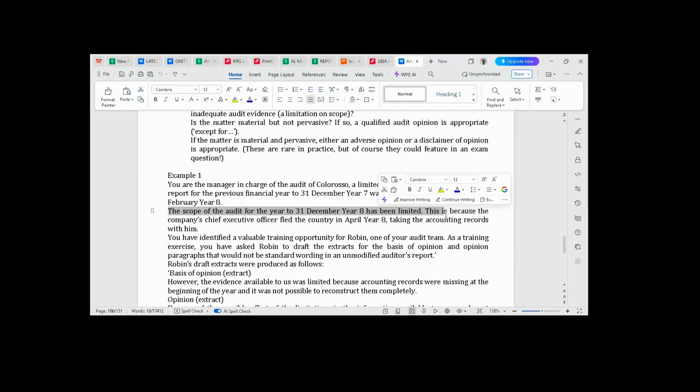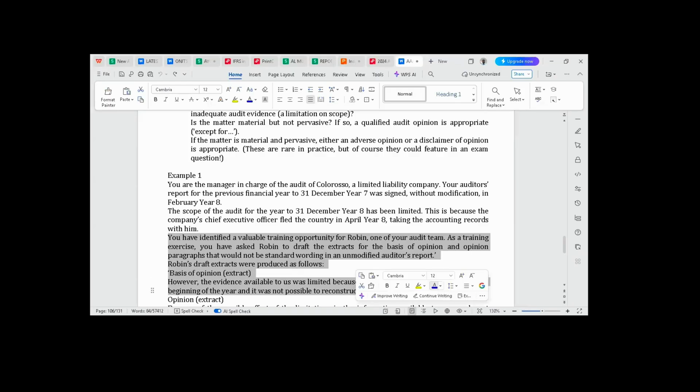What that means is that the CEO of the organization carried away the financial statements of the company. You have identified a valuable training opportunity for Robin, one of your audit team. As a training exercise, you have asked Robin to draft the extract of the basis for opinion and opinion paragraphs that will not be standard wording in an unmodified report. Robin's draft extracts were produced as follows. Basis for opinion: However, the evidence available to us was limited because accounting records were missing at the beginning of the year, and it's not possible to reconstruct them completely.